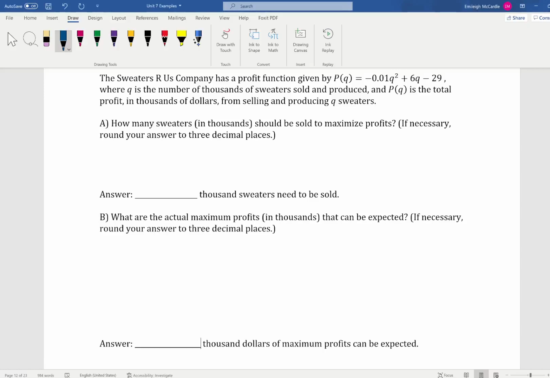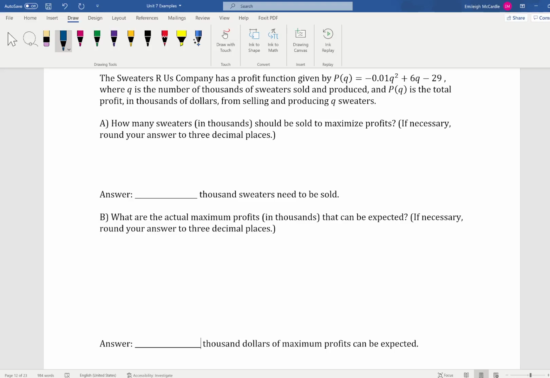In this problem, we're trying to figure out what is the maximum profit for a company. So this problem says the Sweaters R Us company has a profit function given by P of Q equals negative 0.1 Q squared plus 6Q minus 29. It tells us that Q is the number of thousands of sweaters sold and produced, and P of Q is the total profit in thousands of dollars from selling and producing Q sweaters.